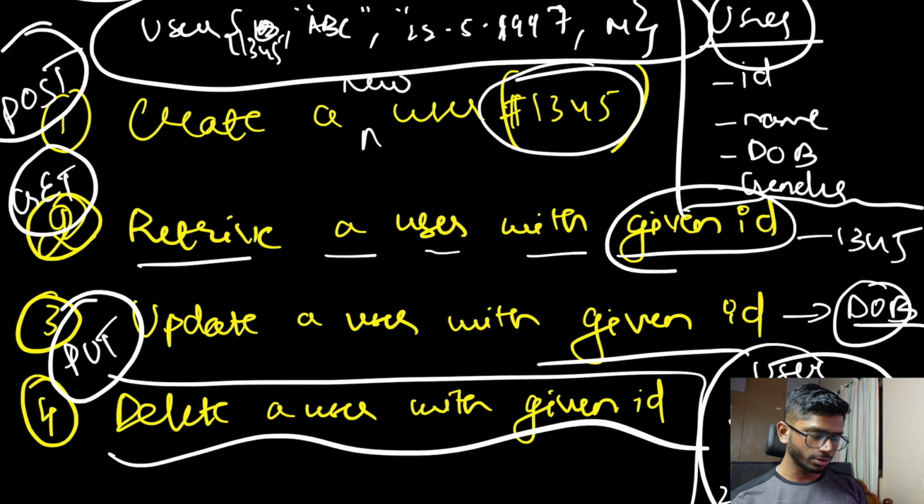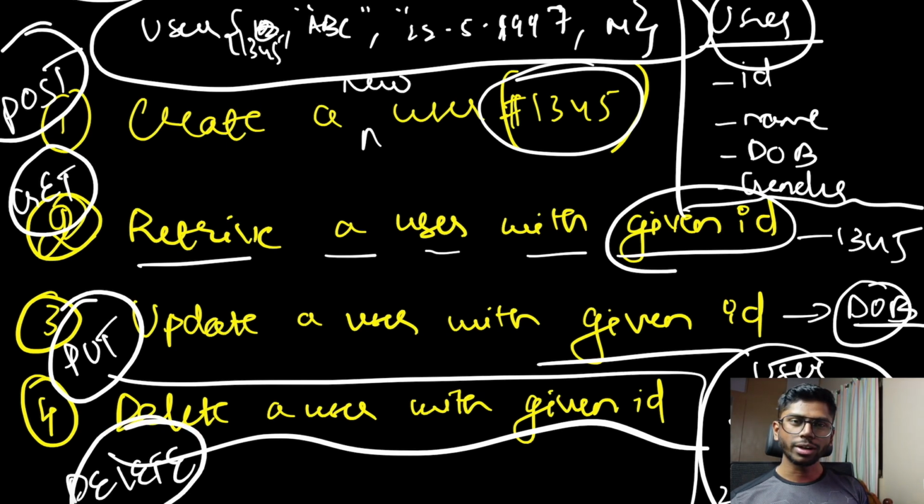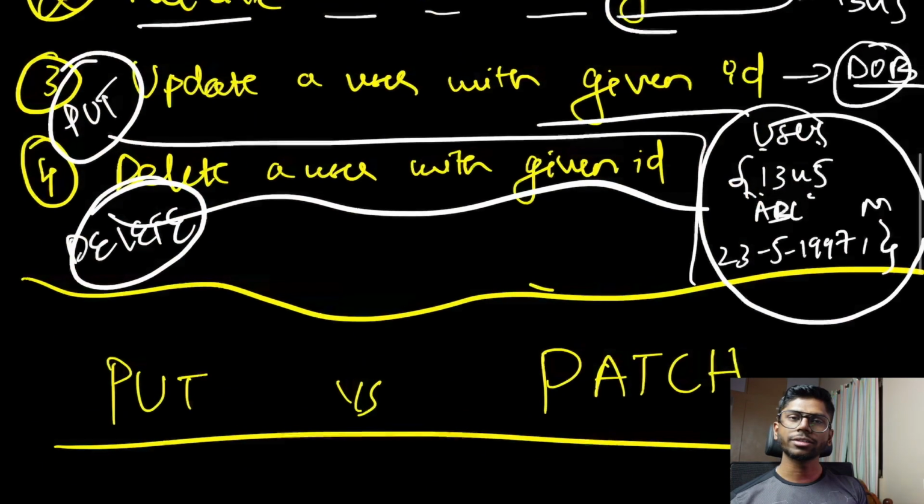And the last one is DELETE. Obviously this is going to be very easy to understand. DELETE and GET are very easy to understand. A lot of people get confused with POST and PUT. That's what we are trying to understand in this video. And deleting basically deletes the entire row, right? Deletes that entire row for the particular user in this case.